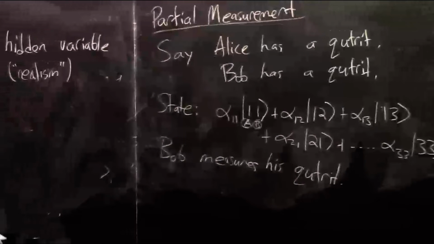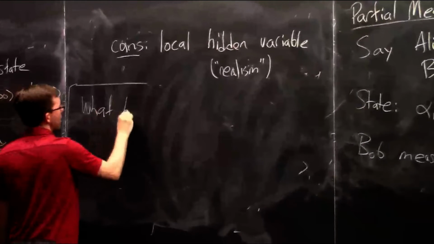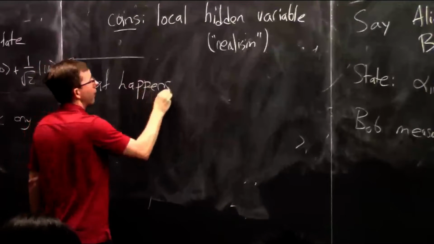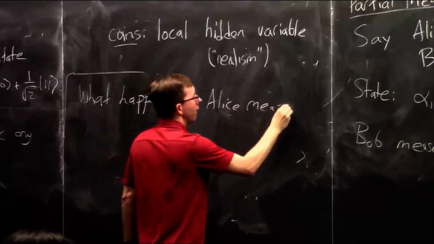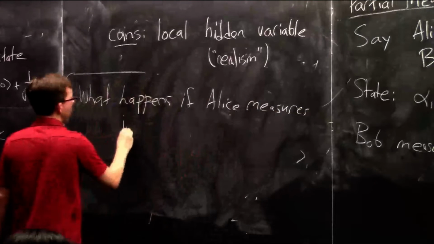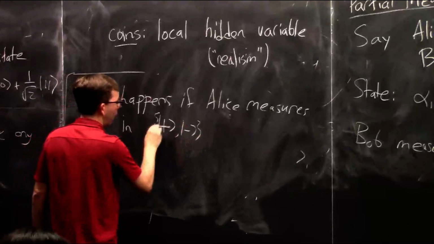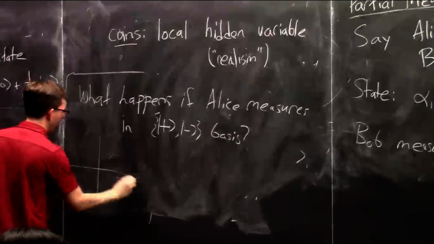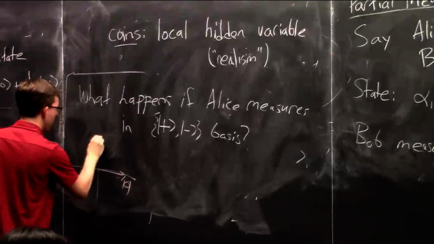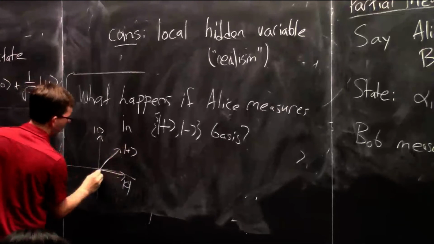So indeed, what happens if Alice measures in a different basis? We have one particular favorite basis, so let's just ask about that. What happens if Alice measures her qubit in the plus or minus basis? Okay, remember this is 0, this is 1, and this is plus, and this is minus.